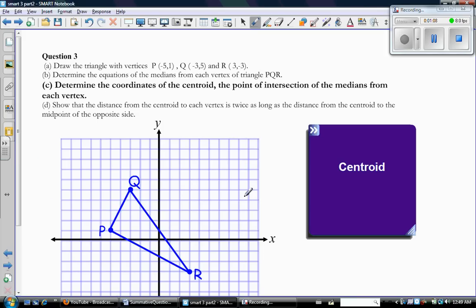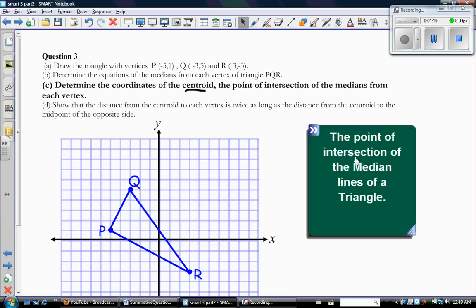So the next part says, determine the coordinates of the centroid, which is the point of intersection of the medians. So we know that, just in case. The centroid is the point of intersection of the medians. Boy, it said it right here. I guess I didn't really need this fancy little thing, but that's okay.